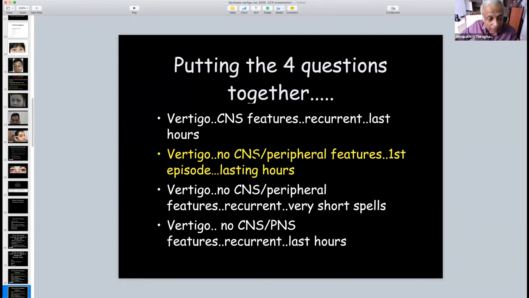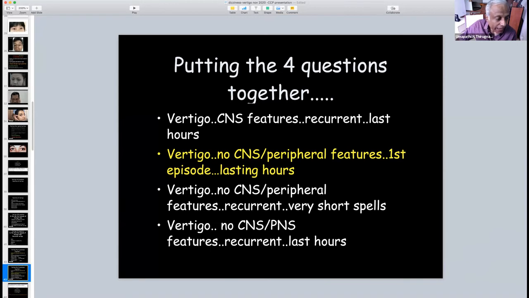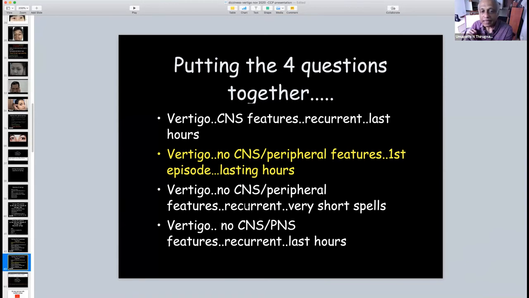But you realize here, we have answered the first question, we have answered the third question, we've answered the fourth question, but we haven't answered the second question. So we have to keep an open mind. So a vertigo that is first episode lasting many hours, if it is a peripheral pathology, it must be vestibular neuritis. But on the other hand, if it's a central nervous system pathology, we are dealing with a posterior circulation stroke, either a cerebellar or brainstem stroke. So this is where our famous HINTS comes in.